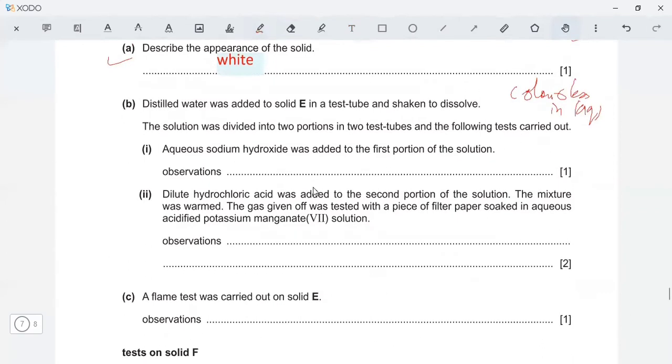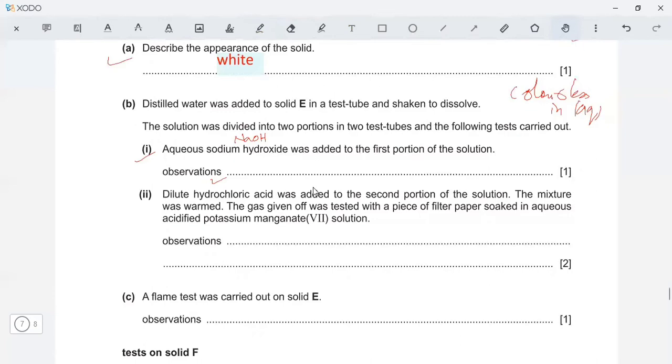So next one is B. Distilled water was added to solid E in the test tube and shaken to dissolve. The solution was divided into two test tubes and the following tests were carried out. First, aqueous sodium hydroxide, NaOH, was added to the first portion of the solution. What could be the observations? Will the reaction occur? Will you find any change of color? These are going to be the observations, what you can see with your eyes.